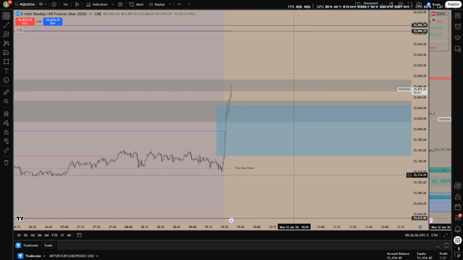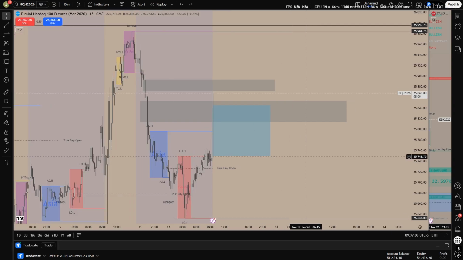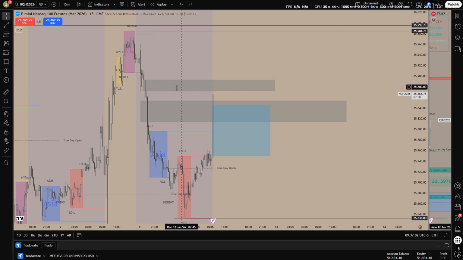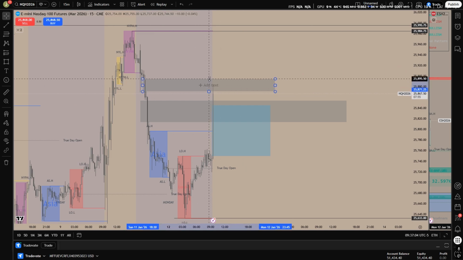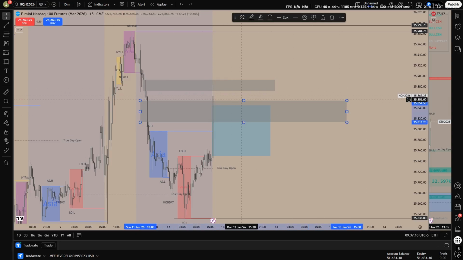So there's nothing for me to really take yet. I don't see anything at all. I just gotta wait. Because we have this inefficiency here, this little gap too that price just traded in as well. But we still haven't even closed above this one, so there's nothing yet really.